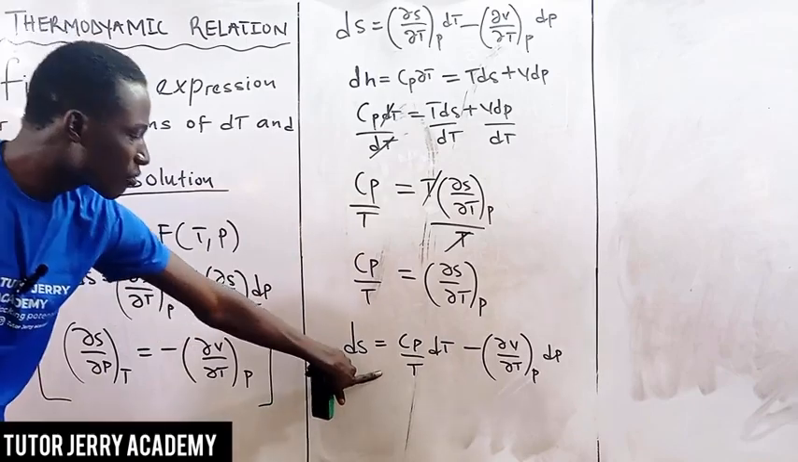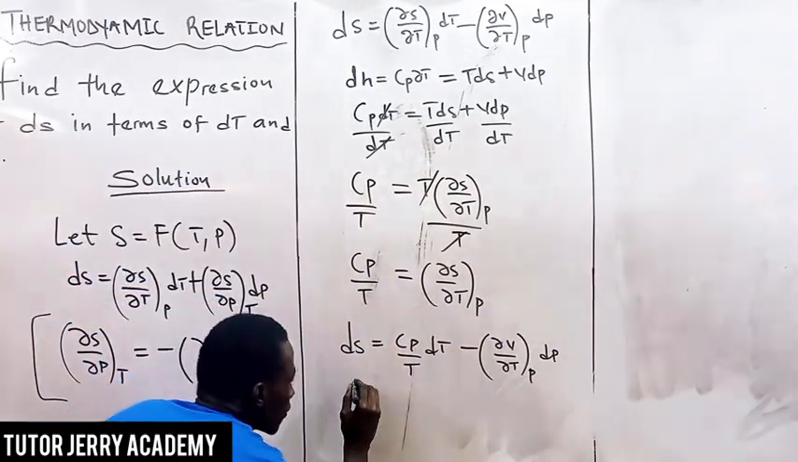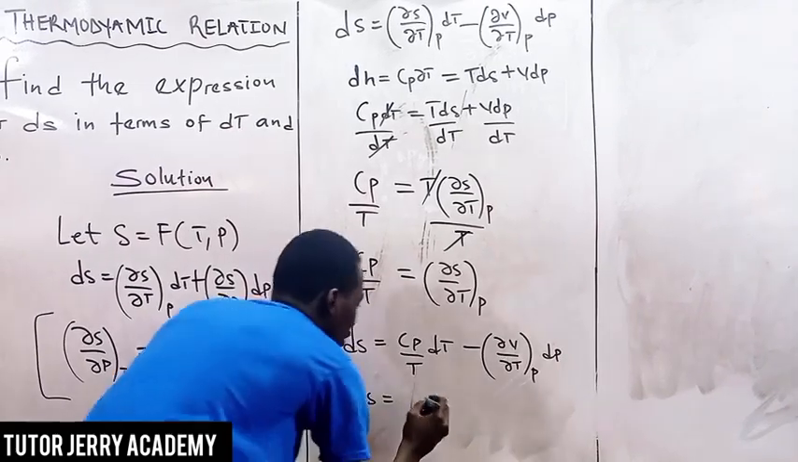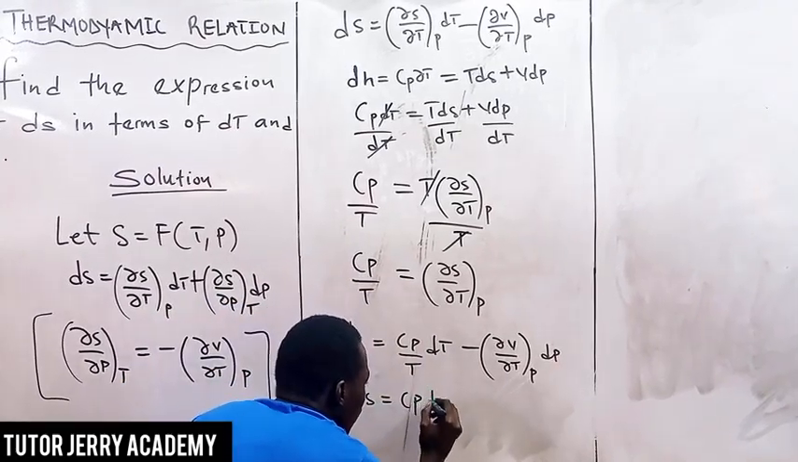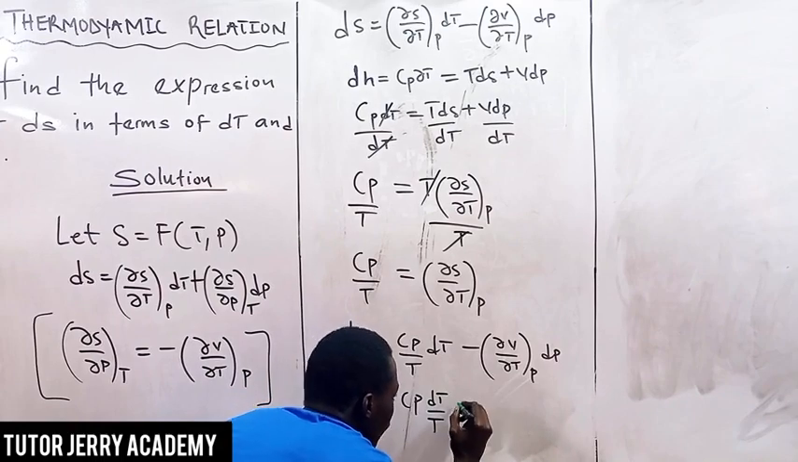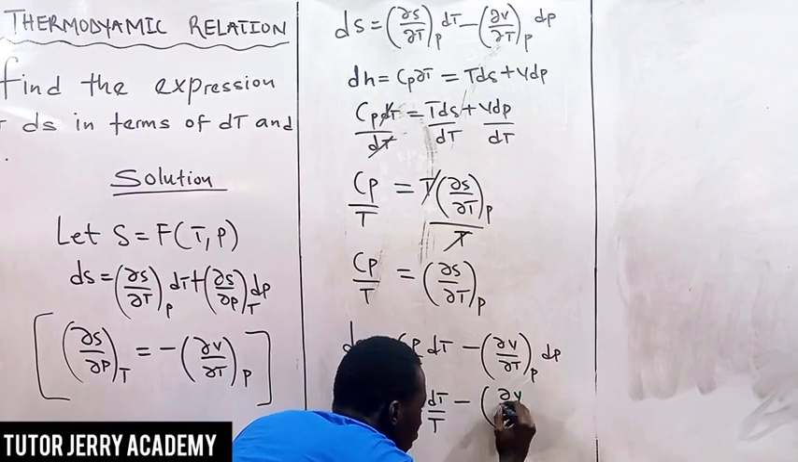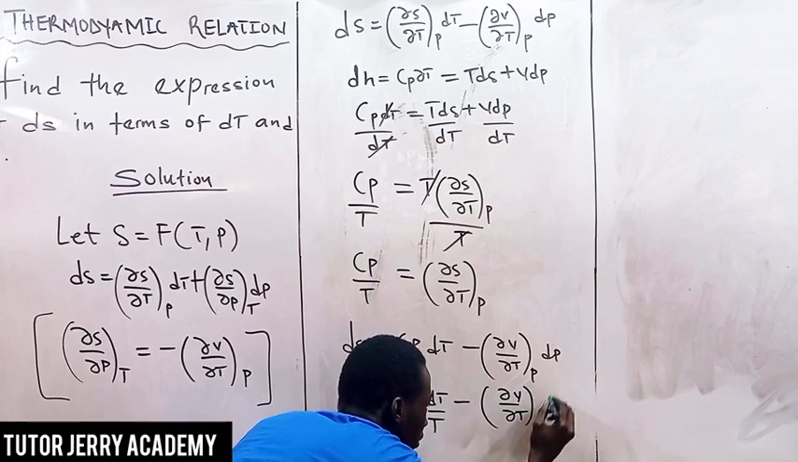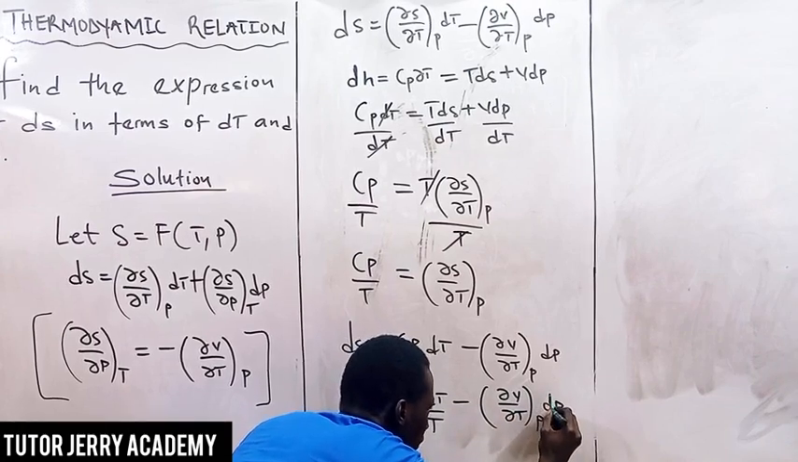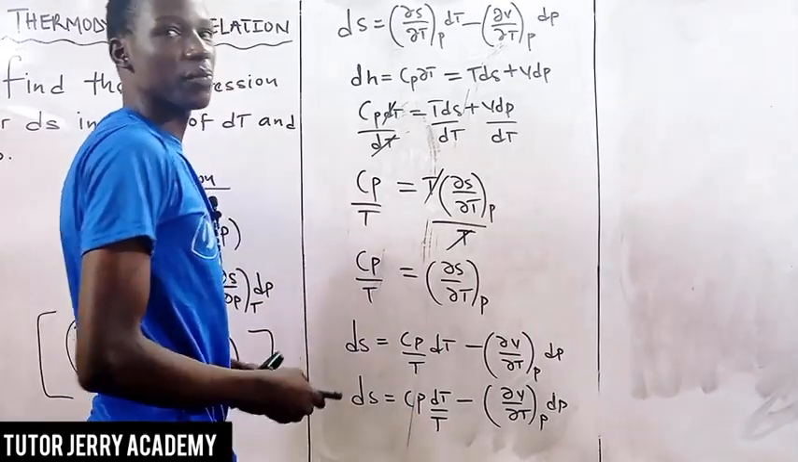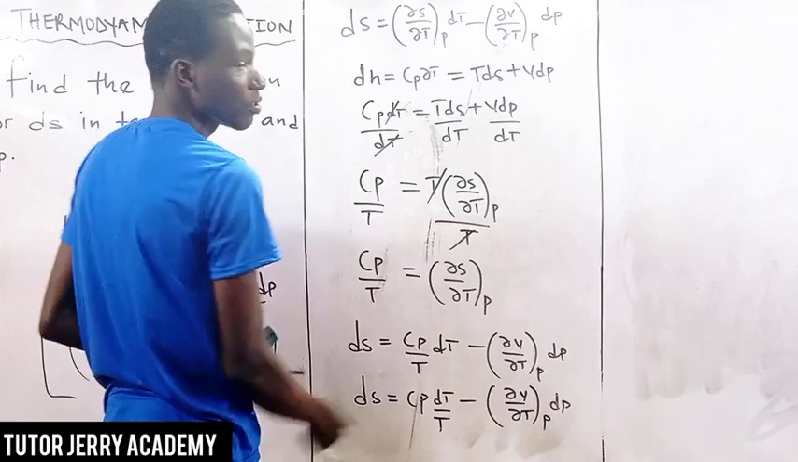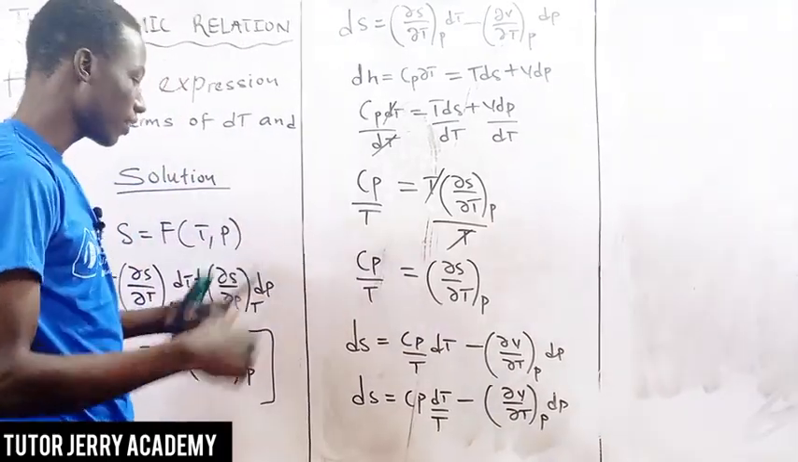I can rewrite this equation by saying dS equals Cp dT over T minus dV over dT, keeping P constant, dP. Of course, these two equations are the same thing. I just took T to this side; they are multiplication, so they are the same.